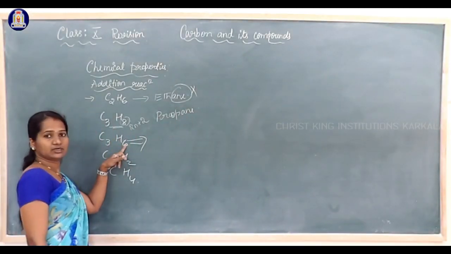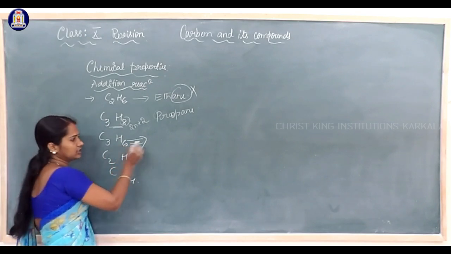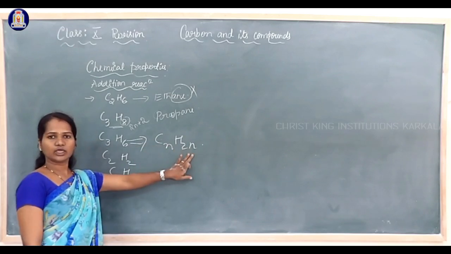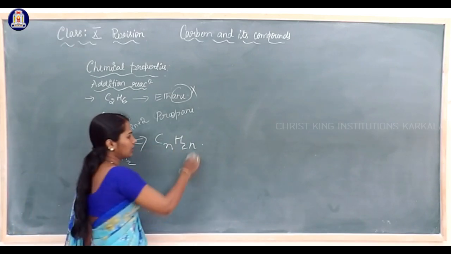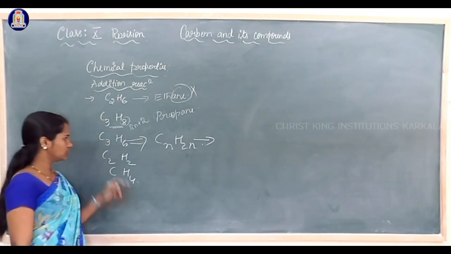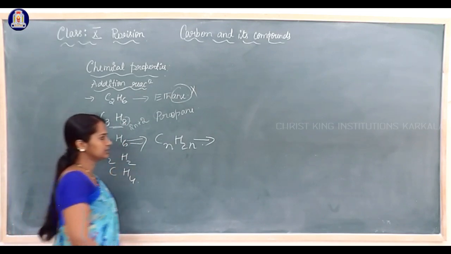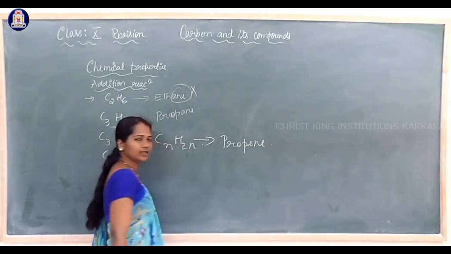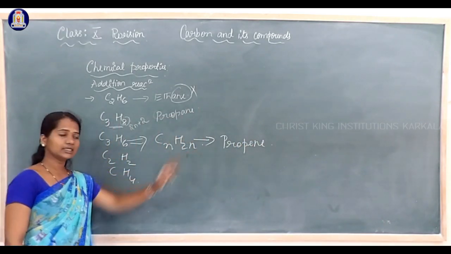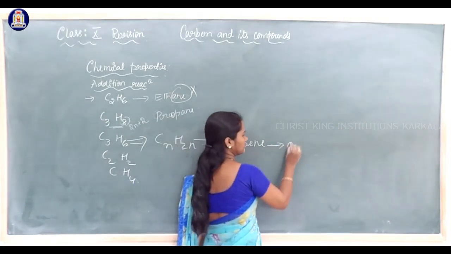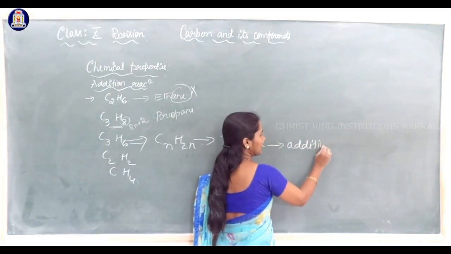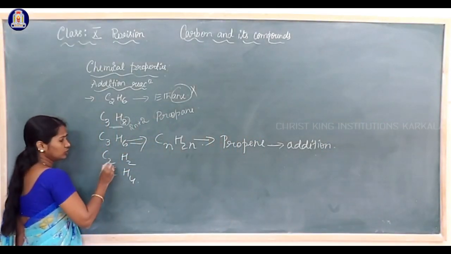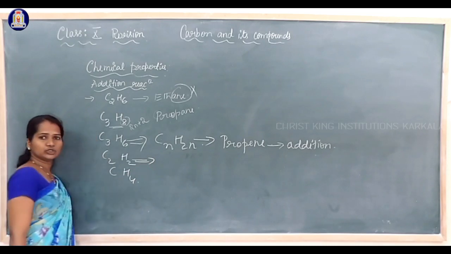Now come to the third compound, C3H6. 3 twos are 6, so it is in the form CnH2n, which is the general formula of alkenes. So which compound is C3H6? This is propene, with 3 carbon atoms. C3H6 is propene. So it undergoes addition reaction because it is unsaturated.